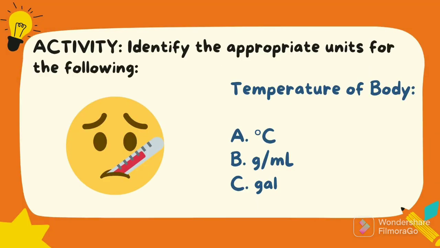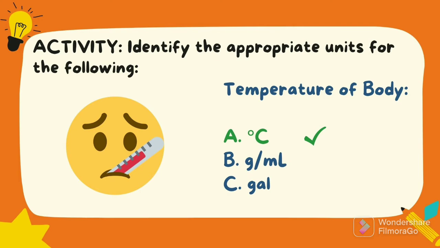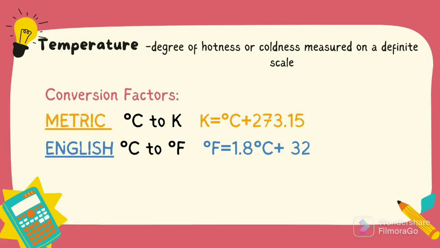Here is another activity question. If you are looking or pertaining to the temperature of body, which unit should be used? Is it letter A, degree Celsius, letter B, gram per milliliter, or letter C, gallon? If your answer is A, then you are correct. So temperature pertains to the degree of hotness or coldness measured on a definite scale.